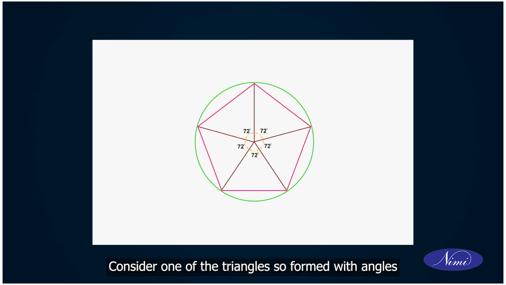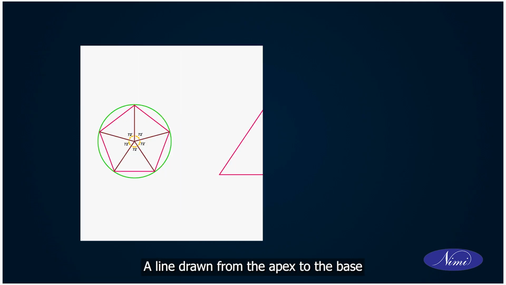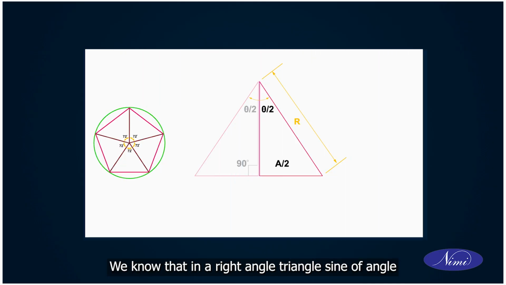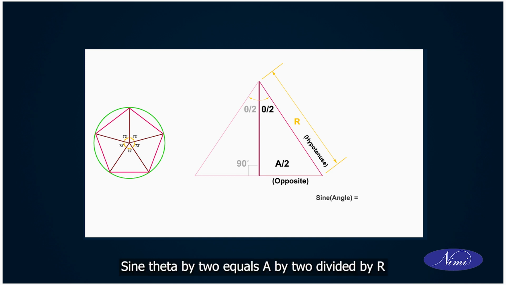Consider one of the triangles so formed with angles subtended as 72 degrees and base as side of the pentagon. A line drawn from the apex to the base divides the triangle into two right-angled triangles as shown in the figure. We know that in a right-angled triangle, sine of angle is given by the ratio of the opposite side by hypotenuse. Sine theta equals opposite side divided by hypotenuse. Sine theta by 2 equals a by 2 divided by r.